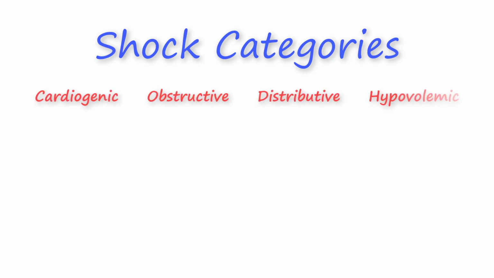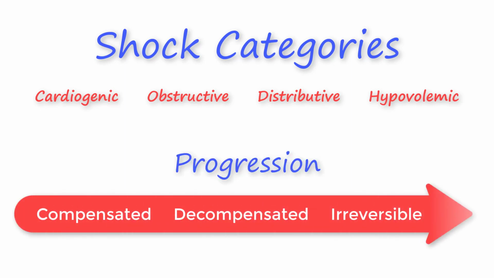In this video, we're going to do a quick review of the 4 categories of shock: cardiogenic, obstructive, distributive, and hypovolemic. We're also going to talk through the progression from compensated to decompensated to irreversible shock.